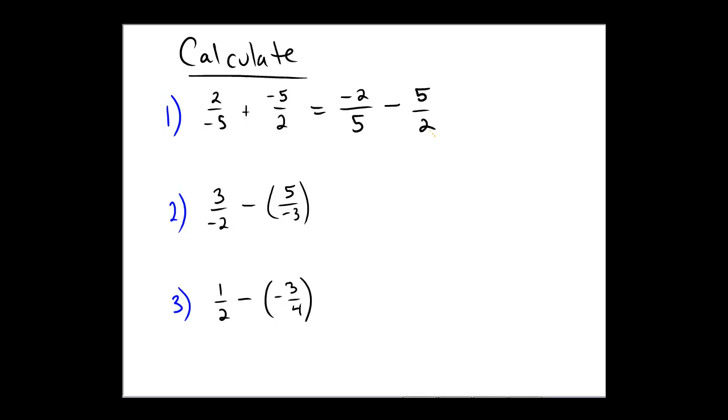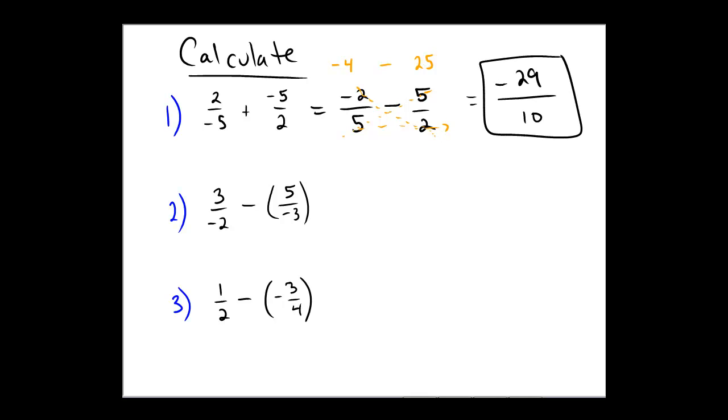So now I can use what I prefer, my cross multiplication technique: 2 times negative 2 is negative 4, 5 times 5 is 25, and negative 4 minus 25 is negative 29 over 5 times 2, well, that's just 10. Final answer. Let's see this model one more time.